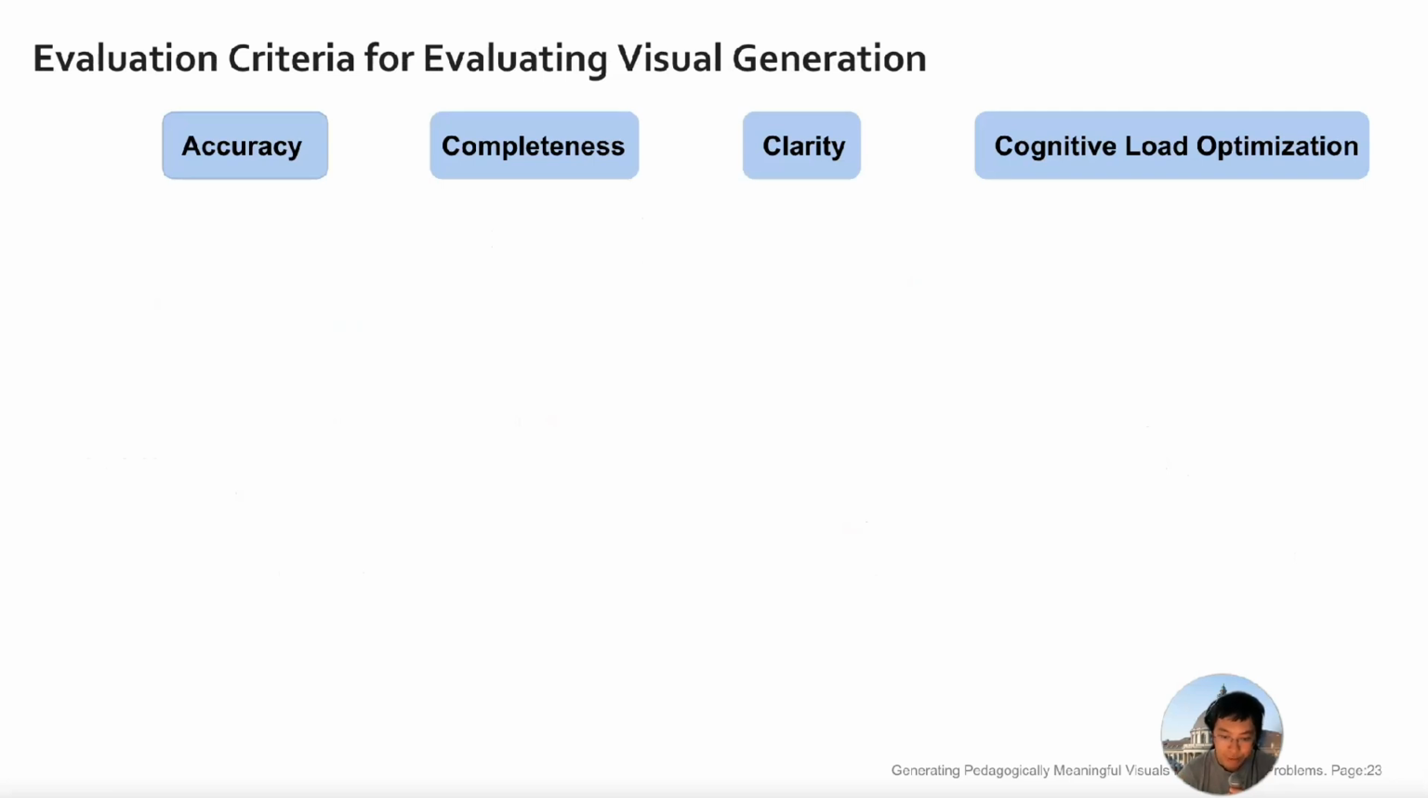For evaluating generated visuals, we need to first define the evaluation criteria. We reviewed relevant educational literature and consulted with primary school math teachers to identify the most suitable criteria for our task. This process resulted in 4 key criteria: accuracy, completeness, clarity, and cognitive load optimization.